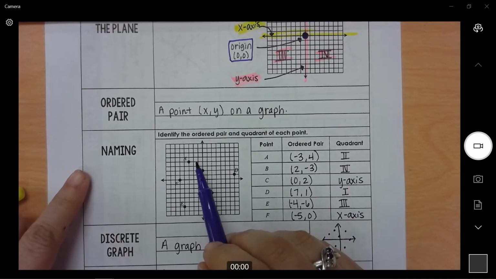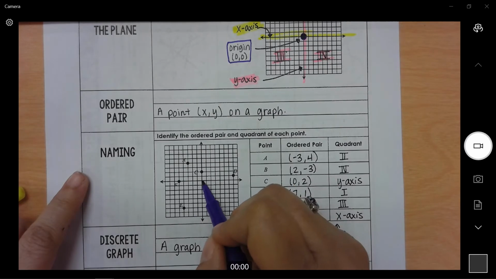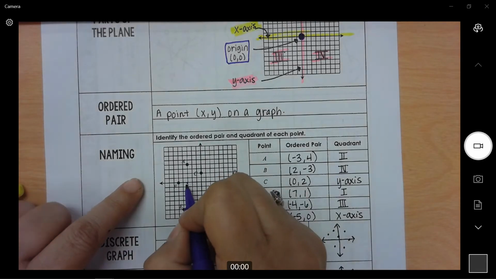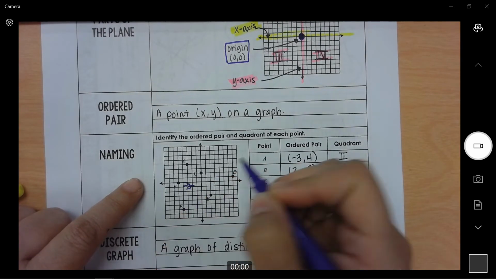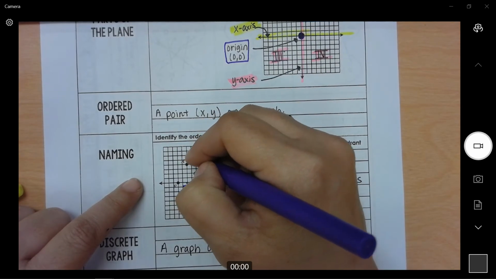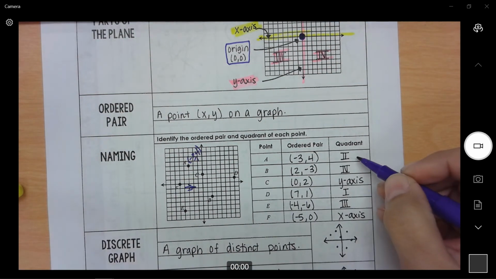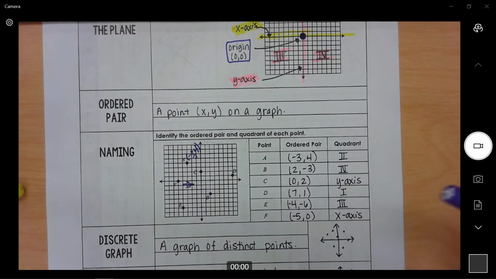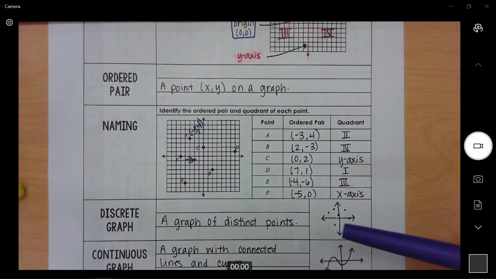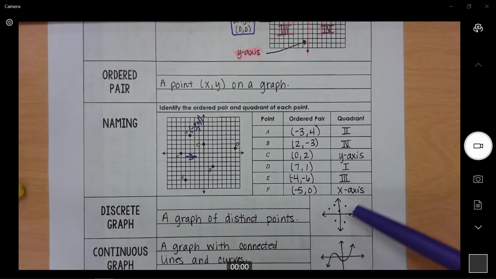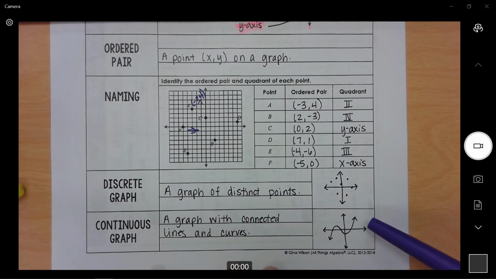So if we wanted to find the ordered pair for A, we would count from the center, from that origin, 1, 2, 3 back. That's negative. It's on the negative side. So that's negative 3. And then we go 1, 2, 3, 4, positive 4 because we went up. So that's negative 3, positive 4. And that's in quadrant 2. And we would do that for each one of those different graphs. So check your points, make sure I'm not wrong. Remember, if you catch me wrong, I give you an extra 100. A discrete graph is one where all the dots are just kind of all over the place. There's no lines involved. And again, a continuous graph is one in which lines or curves are involved.